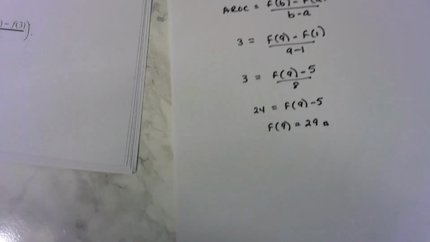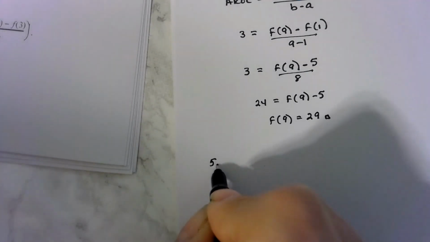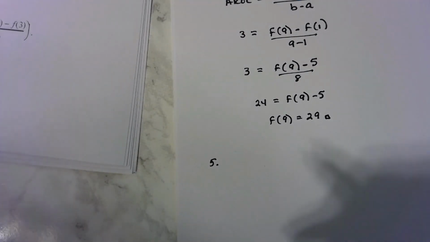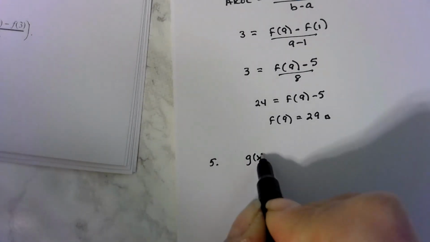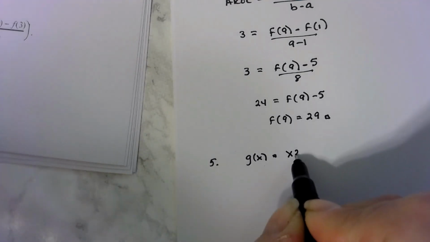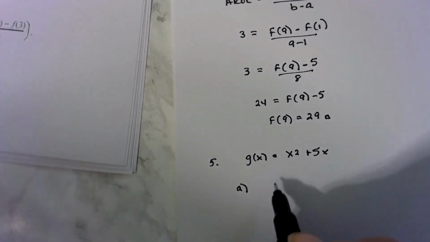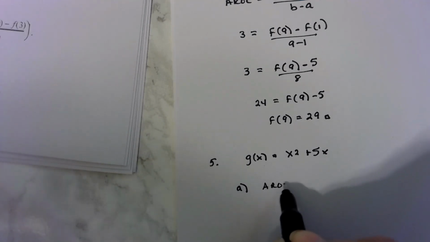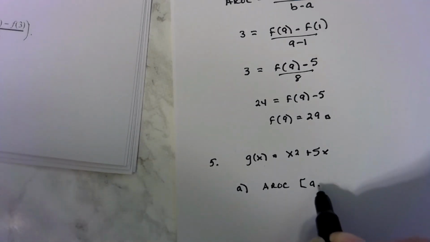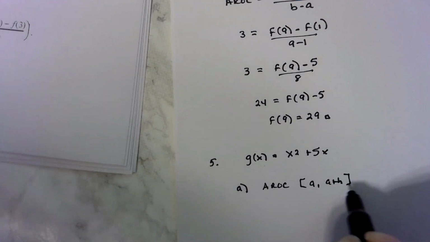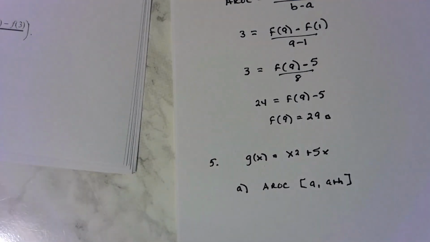And number 5, it says let g of x be equal to x squared plus 5x. In part A, they want you to find the average rate of change on the interval from a to a plus h. Now that may seem weird, but don't let it bother you. It's just an interval with a and a plus h in it.